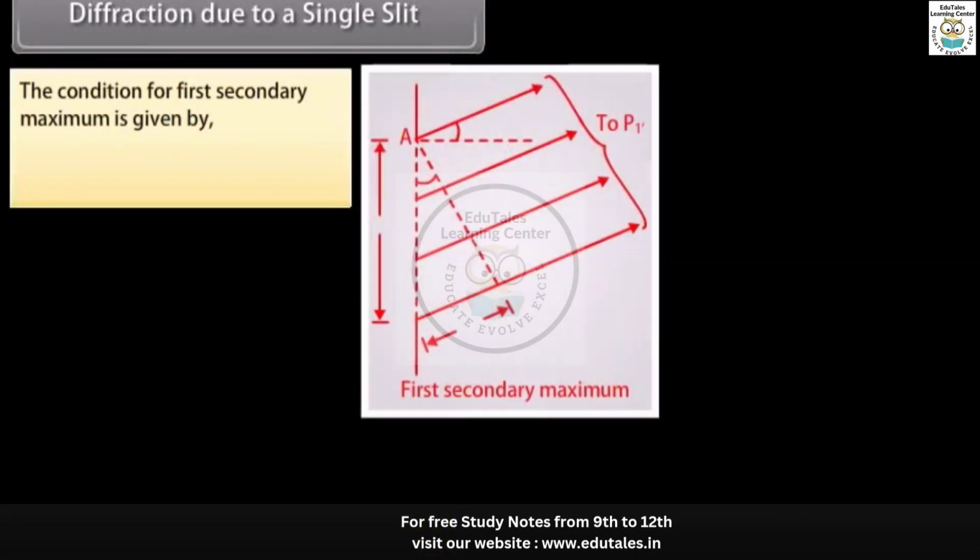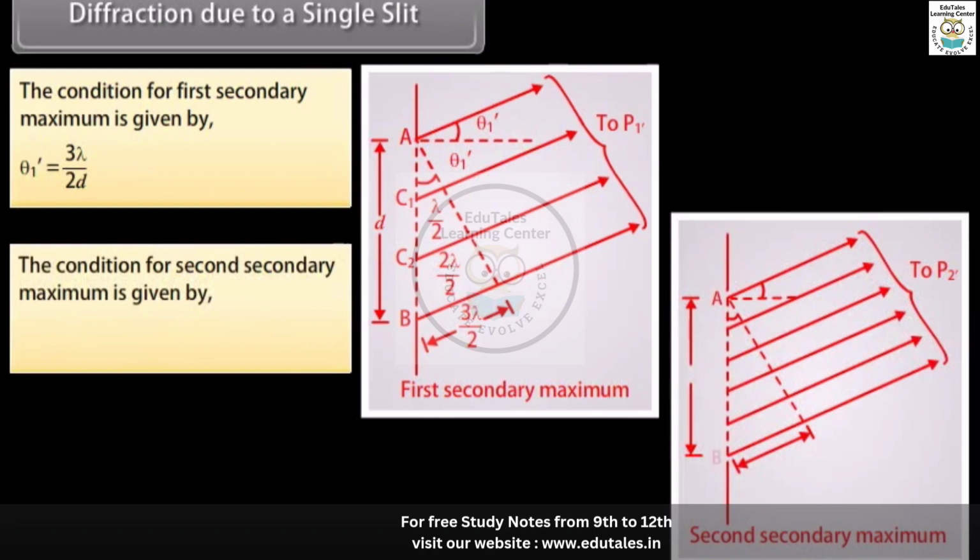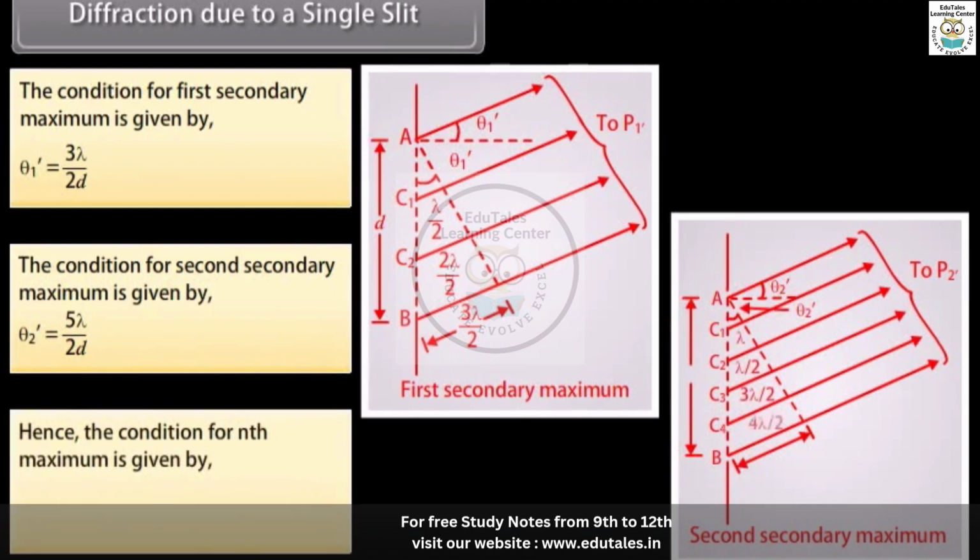The condition for the first secondary maximum is given at an angle theta = 3 lambda upon 2d. The condition for the second secondary maximum is given at an angle theta = 5 lambda upon 2d. Hence, the condition for the nth maximum is given at an angle theta = (2n+1) lambda upon 2d.